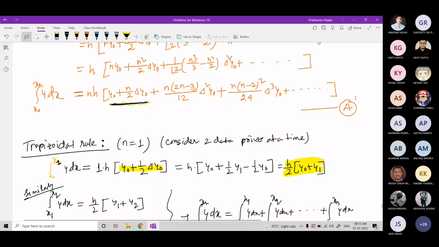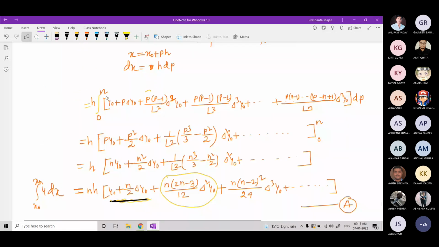One more term will be added, is it not? This term is coming from where? This term will be coming from the second order forward difference in the polynomial. And why was that coming? If there are 3 data points, then only there will be a second order forward difference. So it is coming due to the third point.